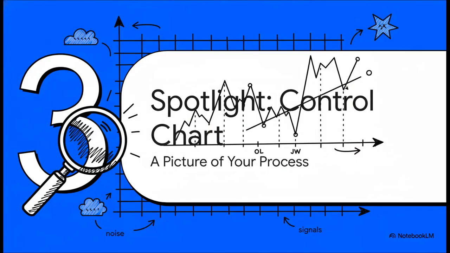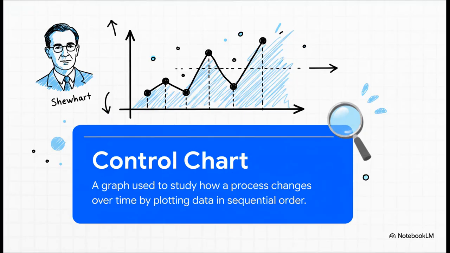Okay, so let's zoom in on what a lot of people think is the most powerful of all 7 tools. And why is that? Well, because most of the other tools just give you a snapshot, a single picture in time. The control chart gives you the whole movie. So, what is this thing exactly? Well, a control chart, sometimes called a Shewhart chart after its inventor, Walter Shewhart, is at its heart just a graph. That's it. All it does is plot your data in the order that it happened, so you can literally watch how your process behaves over time.